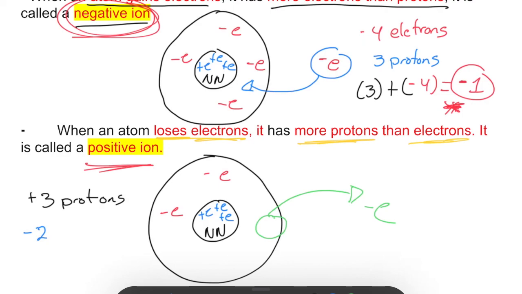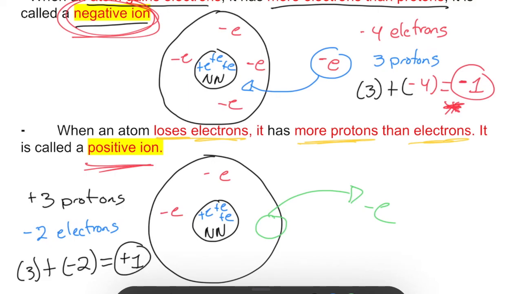But we have only 2 electrons. This is what happens when we find the charge. We have 3 and negative 2 is going to be equal to positive 1. That is going to mean that this atom is not neutral. This atom doesn't have the same quantity of positive and negative. It is going to be what? A positive ion, since the charge is positive.